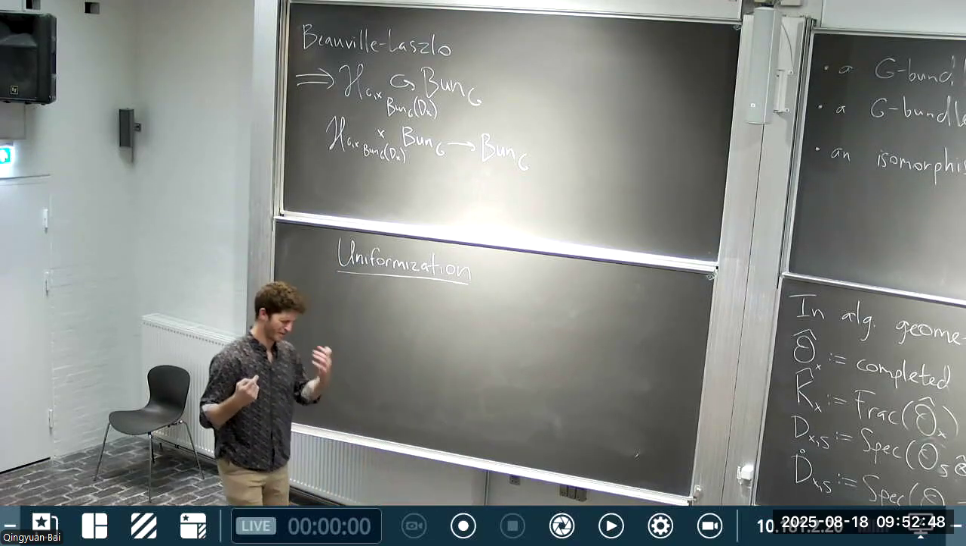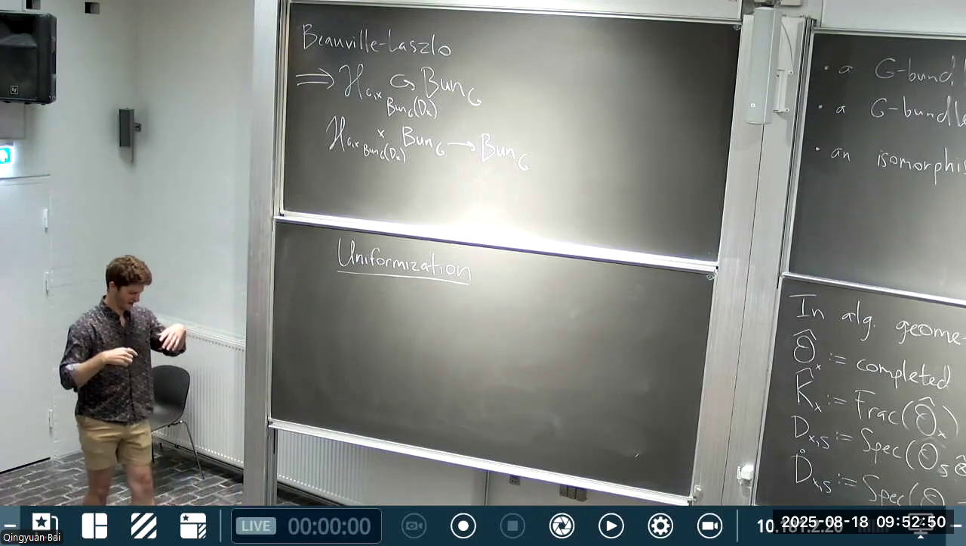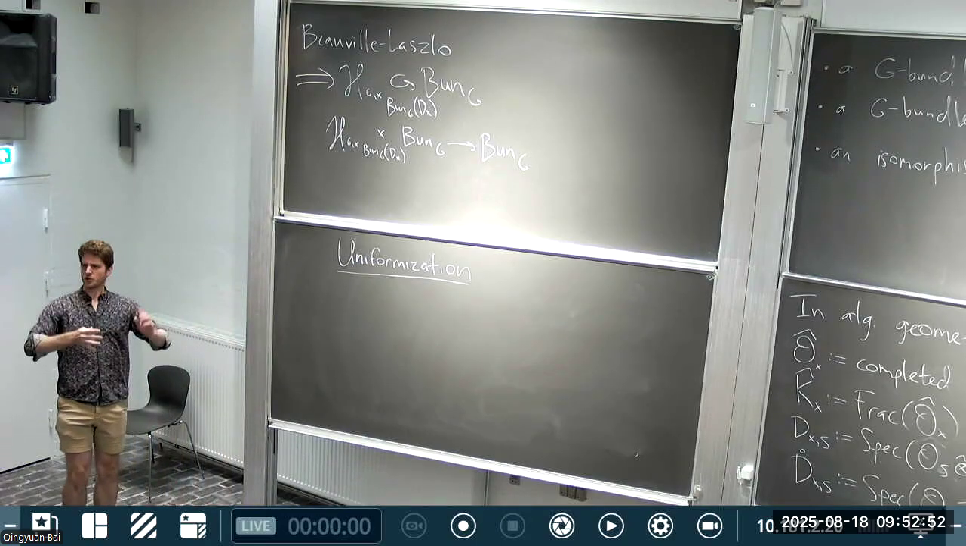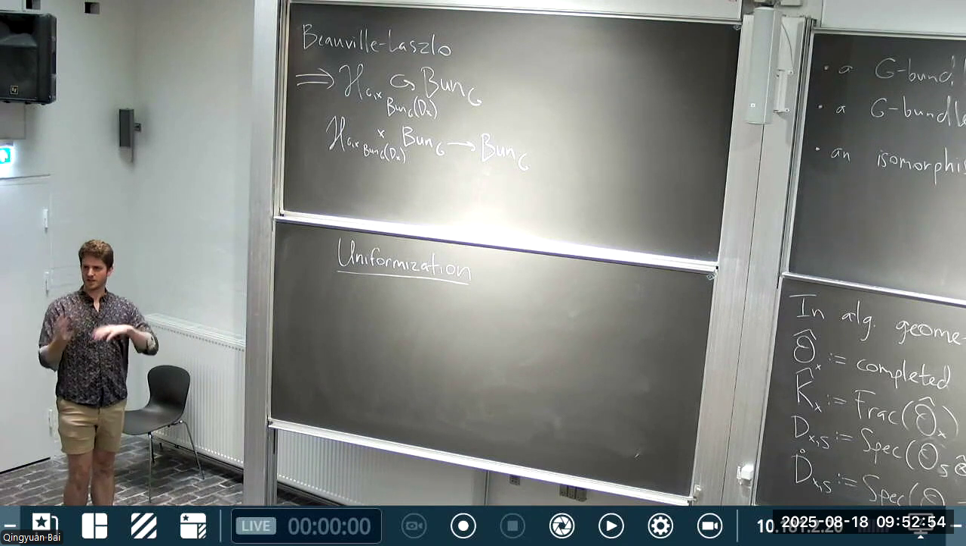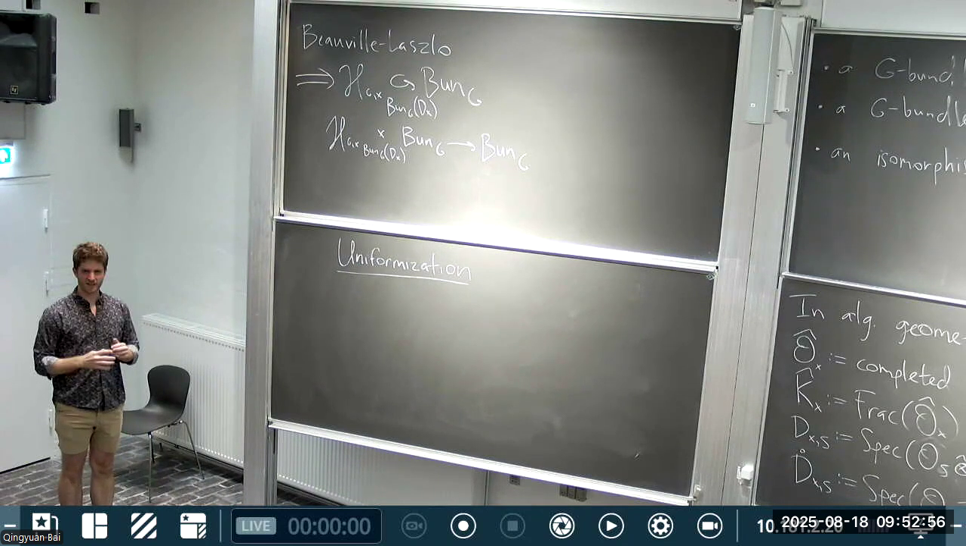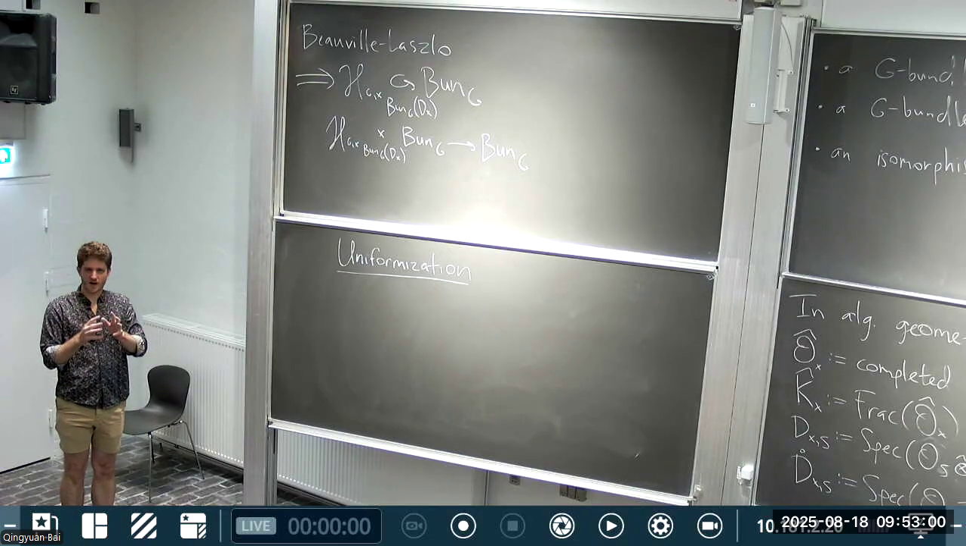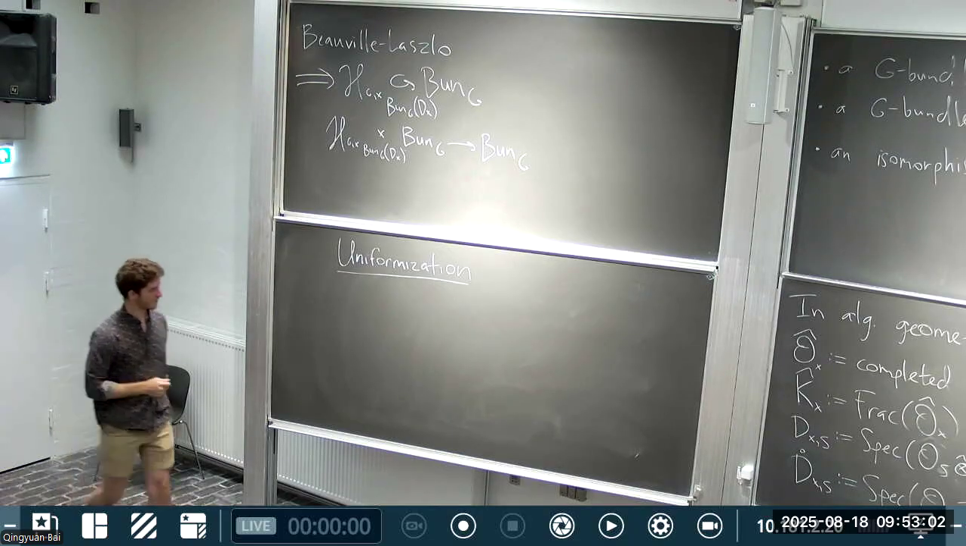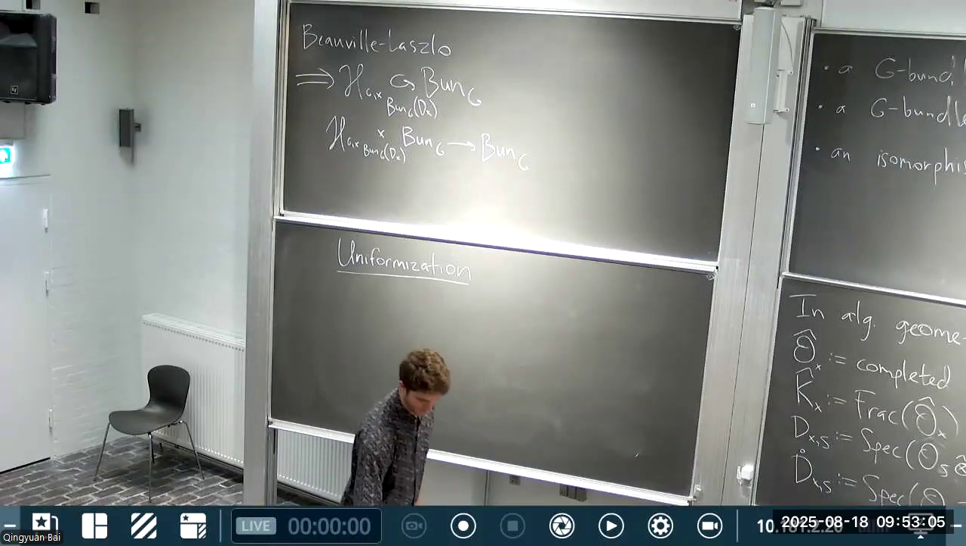Uniformization, to me, I don't know what it means to you, but to me it means writing a stack as a global quotient or something like that. In some sense, every stack somehow locally looks like a quotient, but in many cases you would like to write it as a global quotient. So that's what I'll do for H.